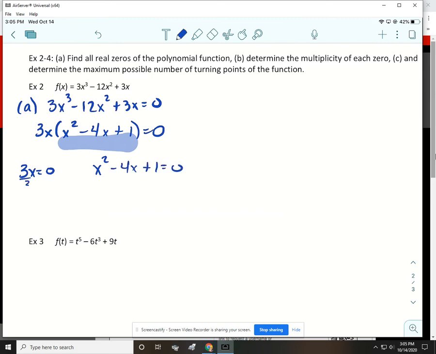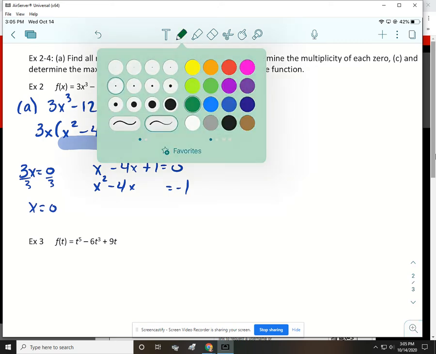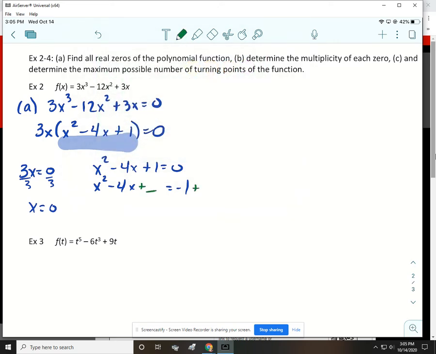All right, this one to solve, we would just divide by 3. We get that x is 0. This other one, we can use the quadratic formula if you want to, but I'm going to solve it by completing the square. So this is the old-fashioned completing the square, where you move the constant to the other side. Then you're going to add a blank to each side. We're going to take half of this 4 and square it. So that is also going to be 4.